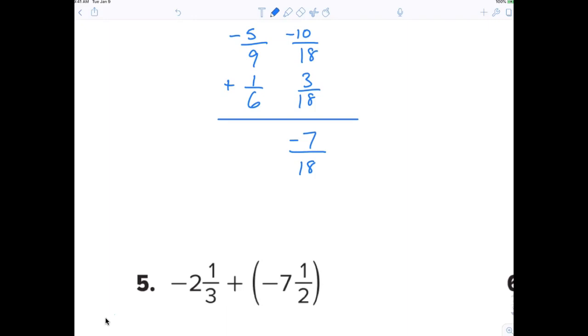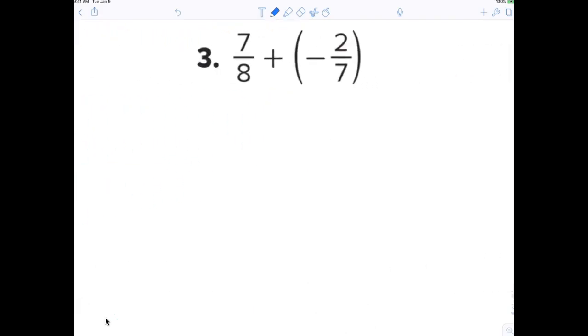Everybody good? All right, so now let's try number 3. Do I really care about the positive and the negative? No, it should just be what? Negative. So I'm going to write it as 7/8 minus 2/7.